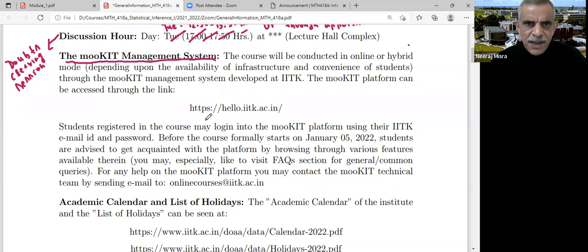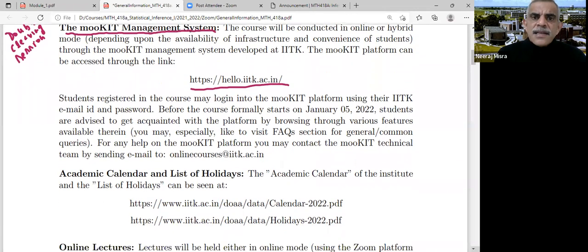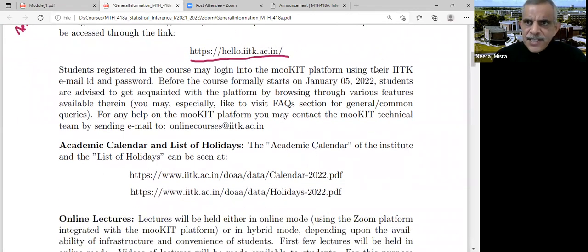Now, you're already familiar with this platform, which is available at the link hello.iitk.ac.in, and you are already using it. So I'll advise you to get acquainted with this platform. If you want to see the academic calendar and list of holidays, they're available at these two sites. The first site gives you the academic calendar, which gives you the dates of the mid-semester examination, the last date of dropping the course, the period of end semester examination, and so on.